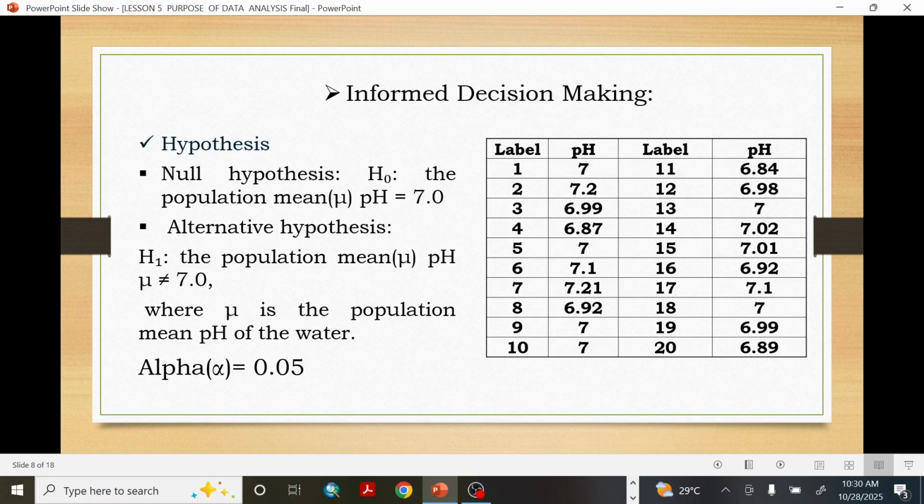Now to analyze this data, you have to formulate hypotheses. The null hypothesis is that the population mean pH is 7, which means that the alternative hypothesis is that the population mean pH is not equal to 7. So it means what? The imposed pH should be equal to the mean pH from the sample water bottles. And then we fix our alpha level, which is 0.05.